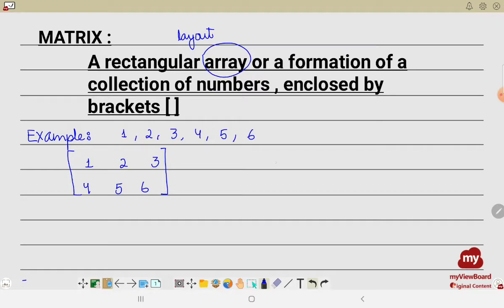Let's give another example of matrices. Let's have 6, 7 and 8, 9, 10, 11, and also 12, 13 and 14. When we arrange these numbers in a proper order and enclose these numbers in these square brackets, then you can say a matrix is formed. Let's move forward with these further terminologies.